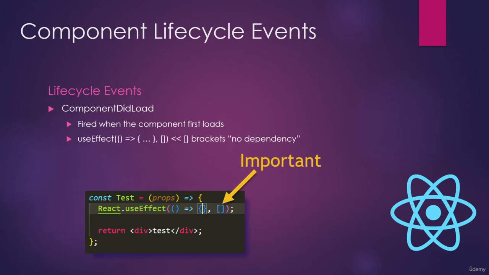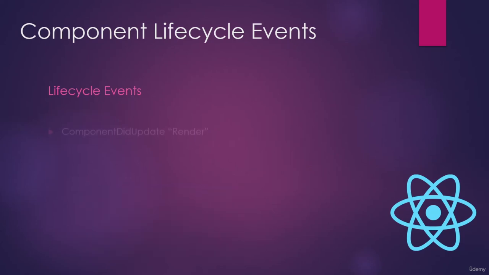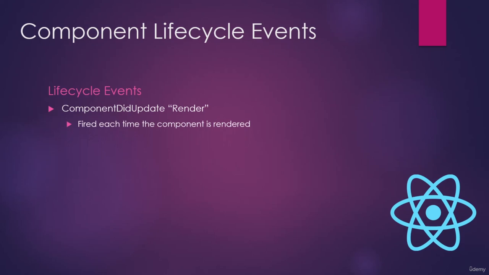Okay, so now let's compare it to a second event, and the second event is componentDidUpdate. This hook fires every time a component is rendered, so that is every time a component is re-rendered. Every time you change, for example, a state, or the props change, that will cause the component to re-render itself, and then the lifecycle event will fire every single time.